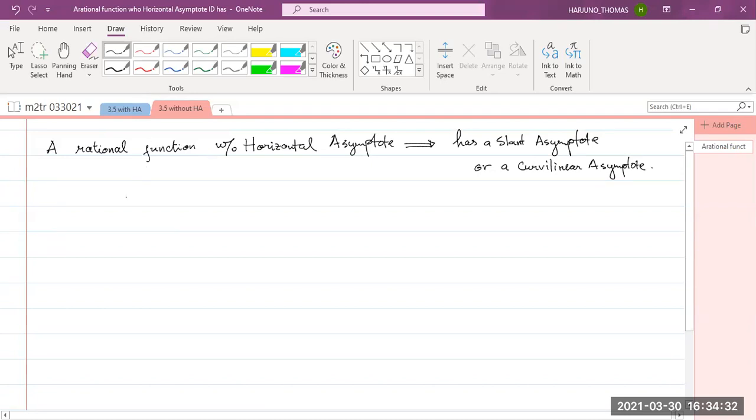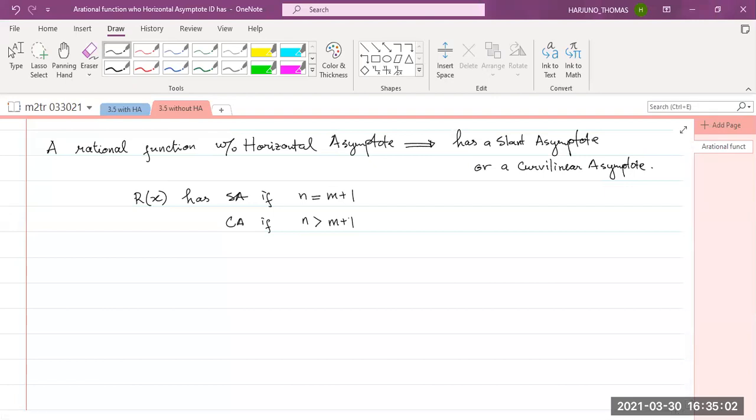Now, that rational function R(x) has a slant asymptote if the degree on the top is exactly one more than the degree at the bottom. It has a curvilinear asymptote if the degree on the top is more than one more than the degree at the bottom. Now let's deal with the one with curvilinear asymptote.